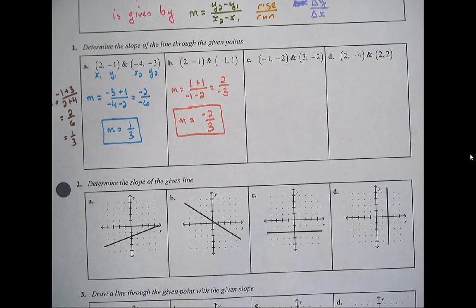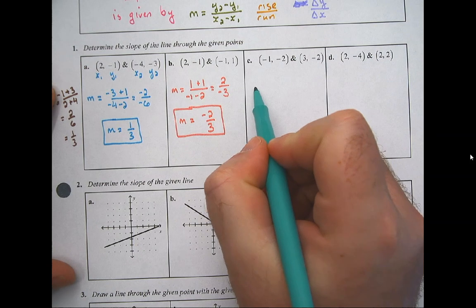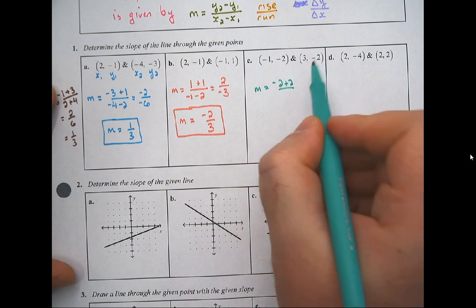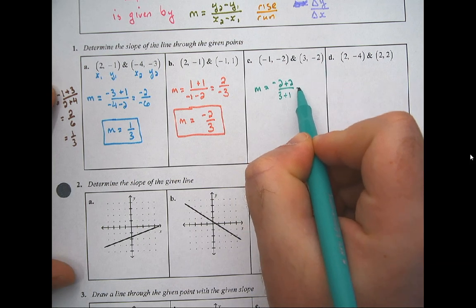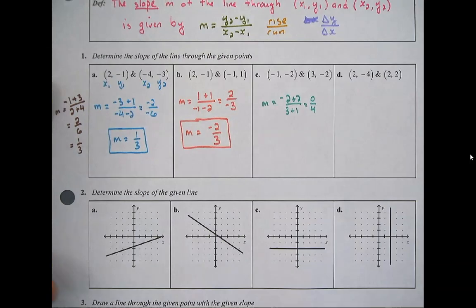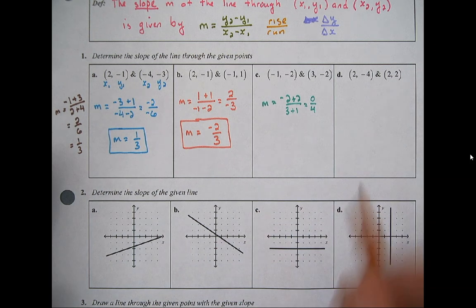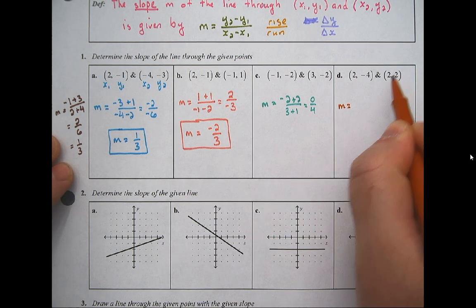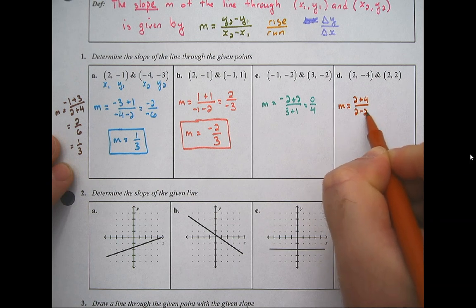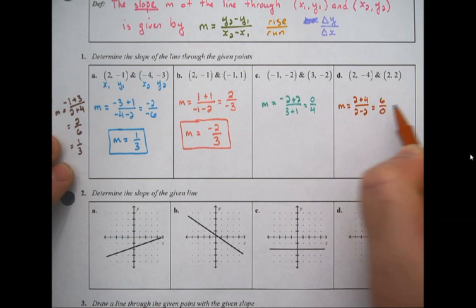All right, I'm going to encourage you to pause and try to do the next two on your own. Let's see how you did. So slope equals negative 2 plus 2 over 3 plus 1. So in the order that I did it, I got 0 over 4. Now, before I write down what that answer is, I want to do the next one. So slope is 2 minus negative 4, which is 2 plus 4, over 2 subtract 2. That would be 6 over 0.